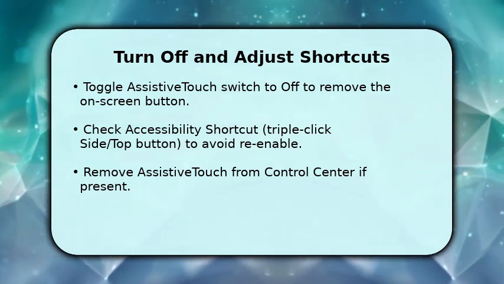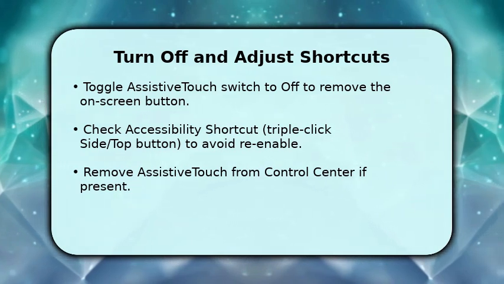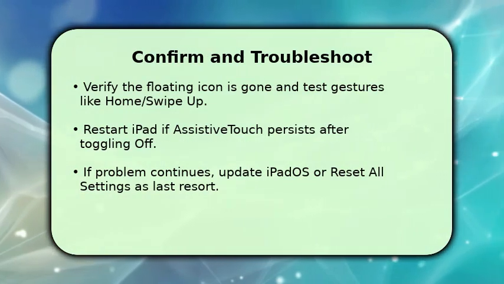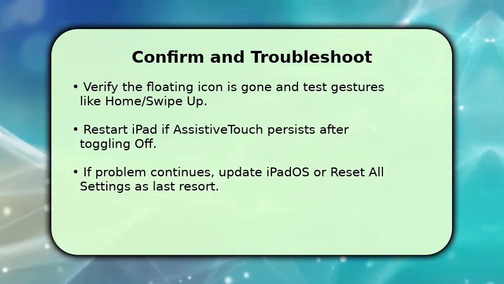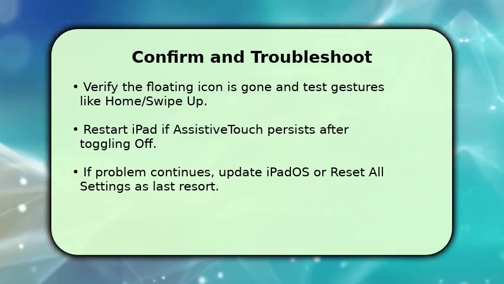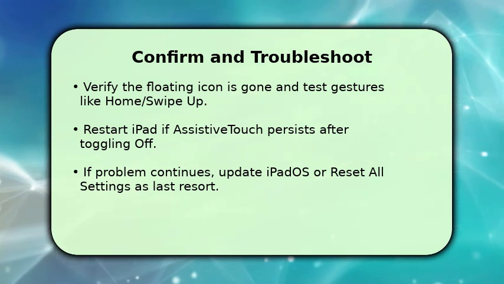Finish by confirming the floating icon is gone and test normal gestures like home or swipe up to be sure functionality is restored. If the button persists after you toggle off, restart the iPad. A reboot clears stuck accessibility processes.